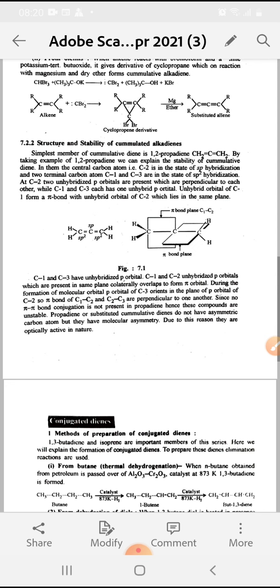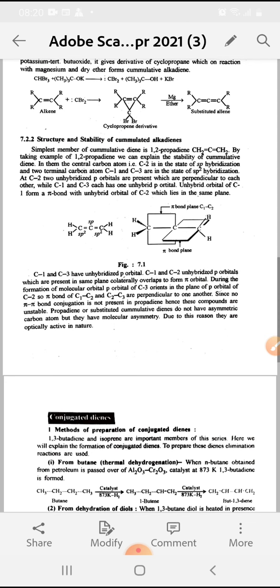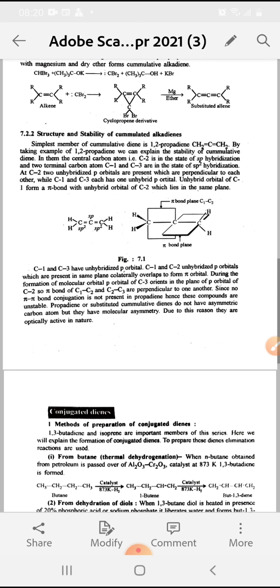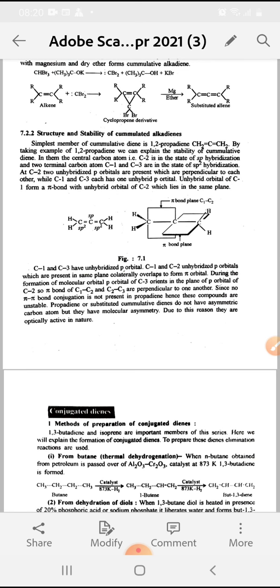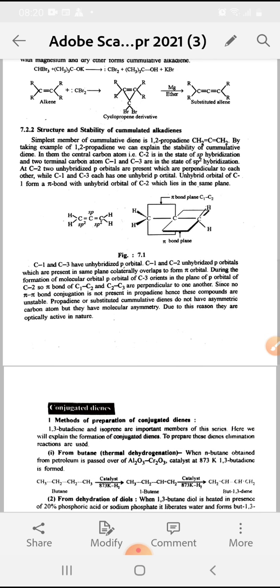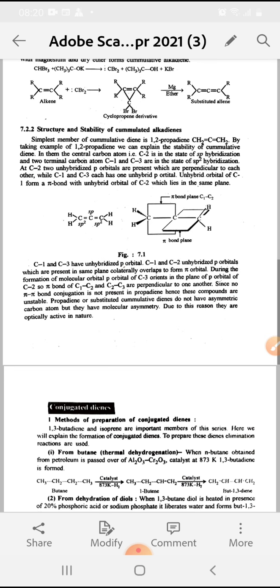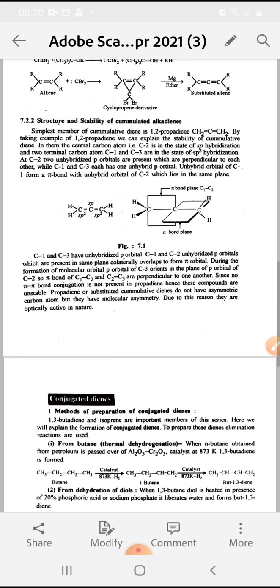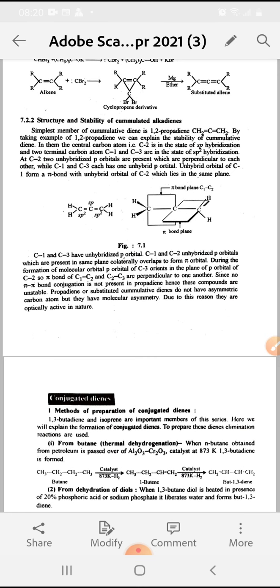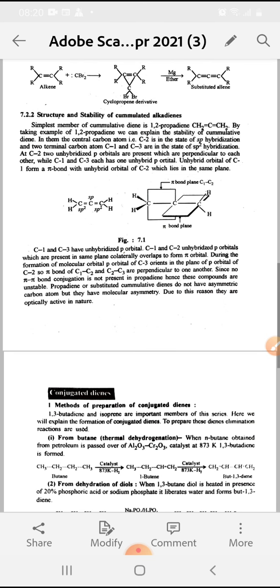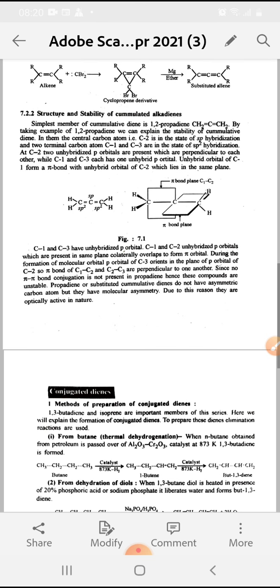At C2, two unhybridized p orbitals are present, which are perpendicular to each other, while C1 and C3 each has one unhybridized p orbital. The unhybridized orbital of C1 forms a pi bond with an unhybridized orbital of C2, which lie in the same plane. C1 and C2 unhybridized p orbitals, which are present in the same plane, collaterally overlap to form a pi orbital.